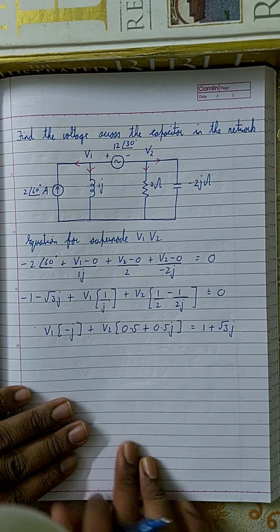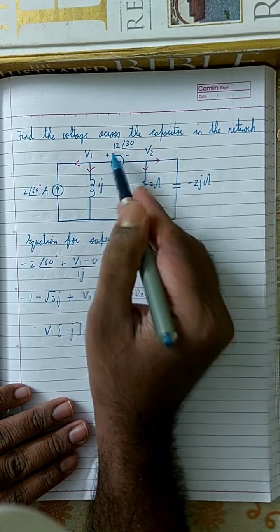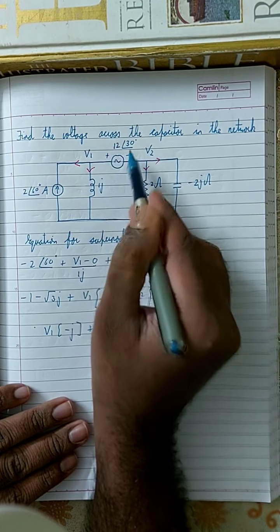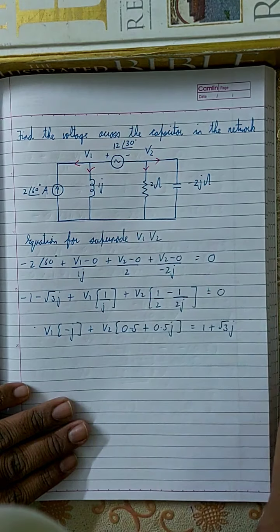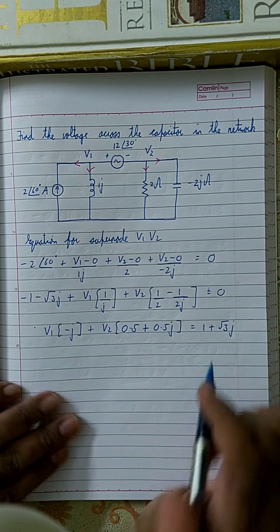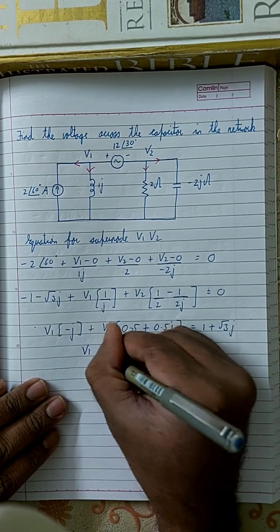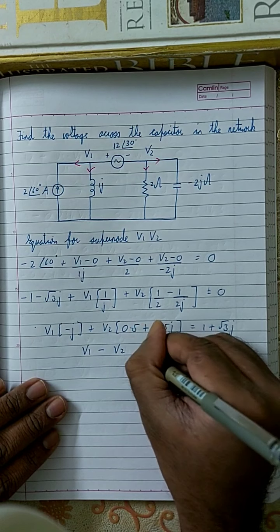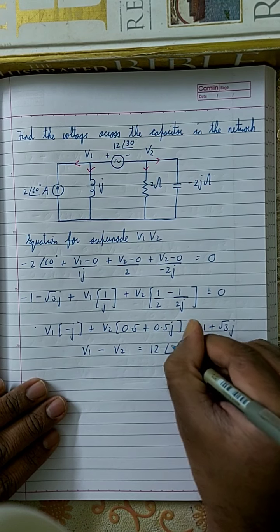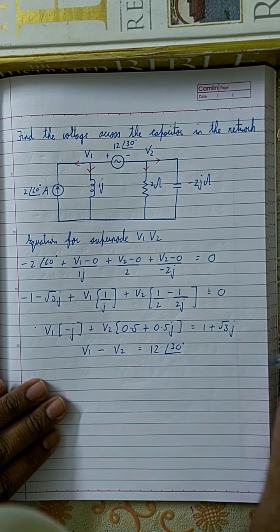And what about the second equation? The second equation is the equation for this voltage source, right? What is this? 12 angle 30 degree. So that means the second equation is V1 minus V2 is equal to 12 angle 30 degrees. What is 12 angle 30 degree? Let me see.